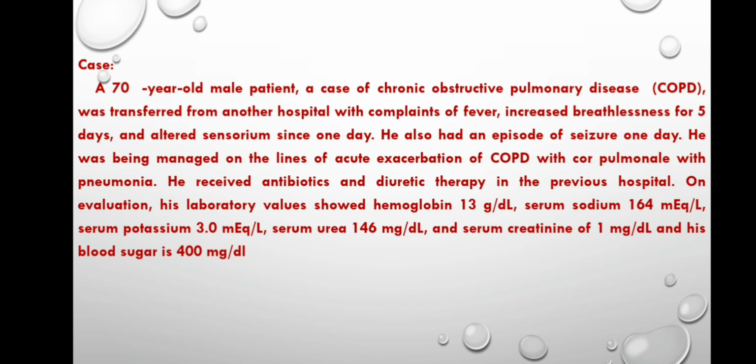On evaluation, his laboratory values showed hemoglobin 13 gram per deciliter, serum sodium 164 milliequivalent per liter, serum potassium 3 milliequivalent per liter, serum urea 146 milligram per deciliter, serum creatinine of 1 milligram per deciliter, and his blood sugar is 400 milligram per deciliter.